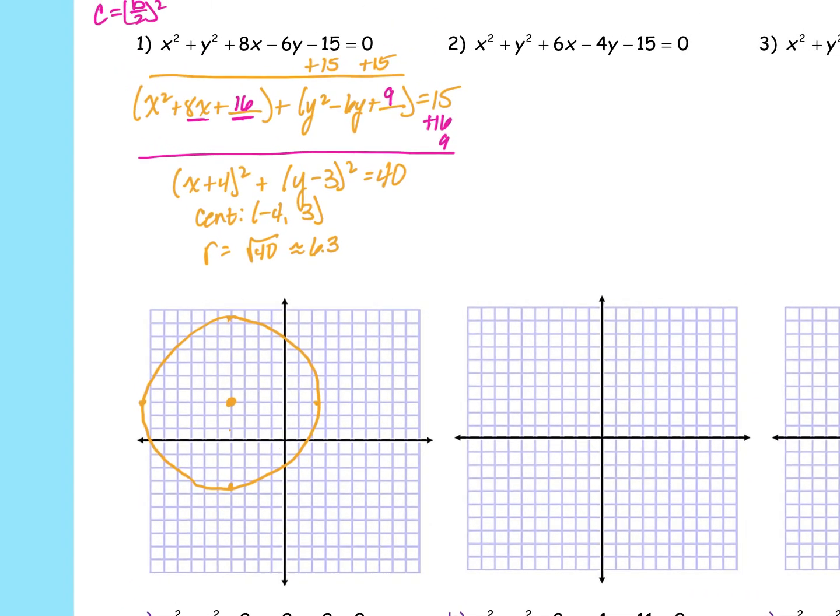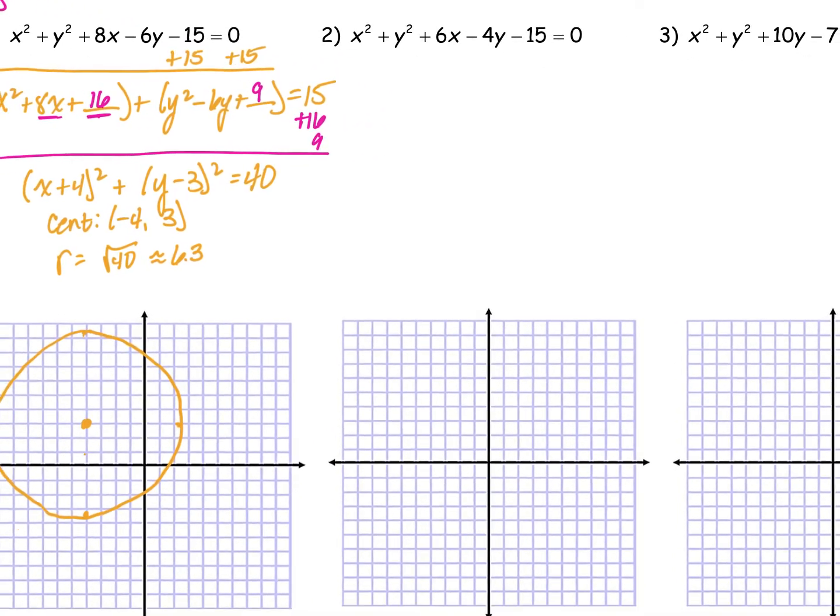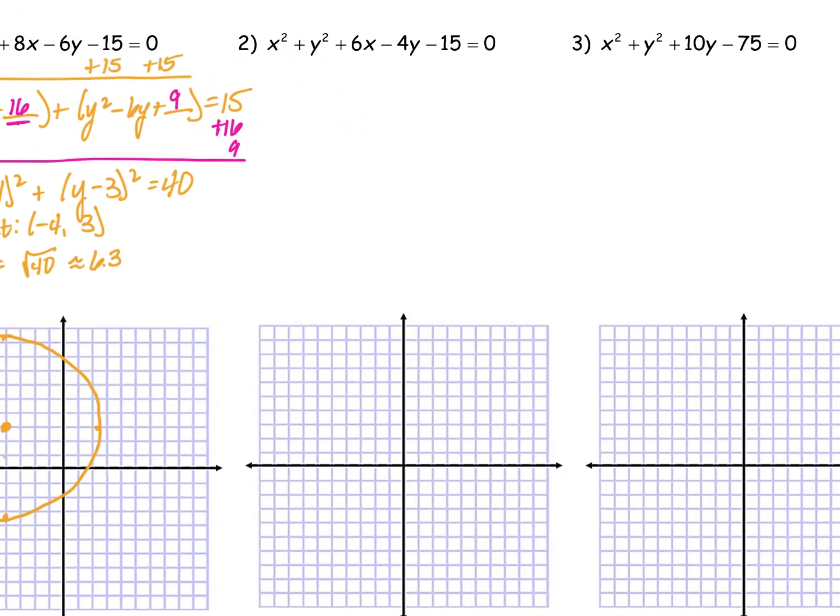Questions? This part is probably the hardest part because we're combining two or three different things all at one time. Okay, so we're going to do the same thing for number 2. Let me keep that up here for you so you can see.